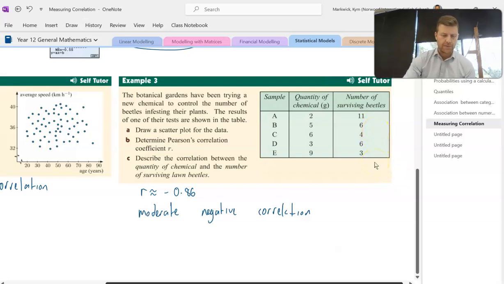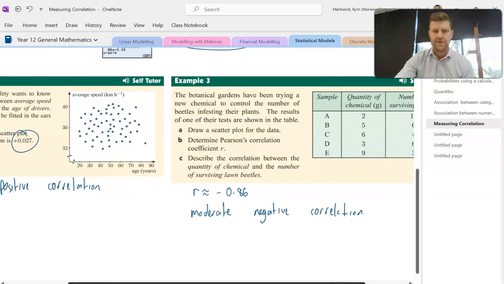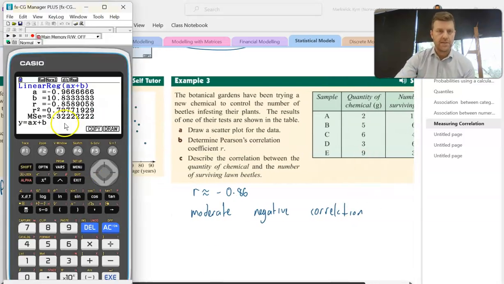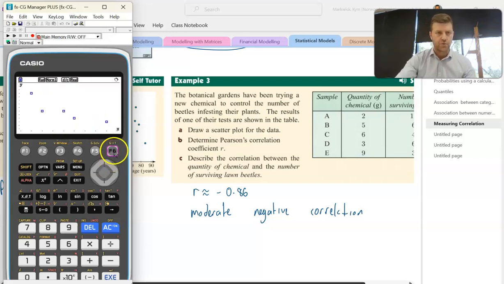Just quickly, I'm going to show you one last little thing here, how to draw that line of best fit as well. Once you're in this section here, the reason I like doing this process is because then I can press F6 to draw that line of best fit through those points. But it really is as simple as that.